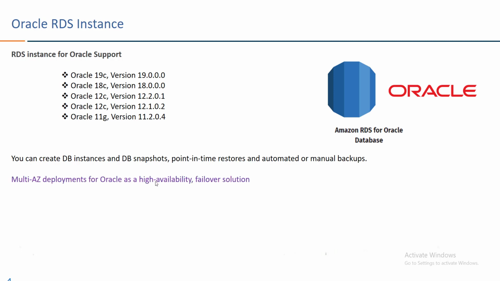Multi-AZ deployment for Oracle is a high availability and failover solution. Like if you want to put a failover solution, you can create an active passive, and that is the multi-AZ deployment feature of RDS. The master user account, when we created there was a master user account.